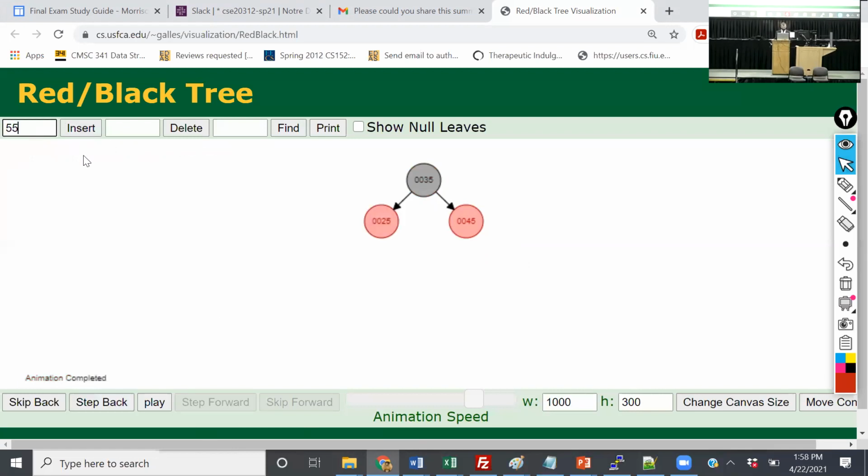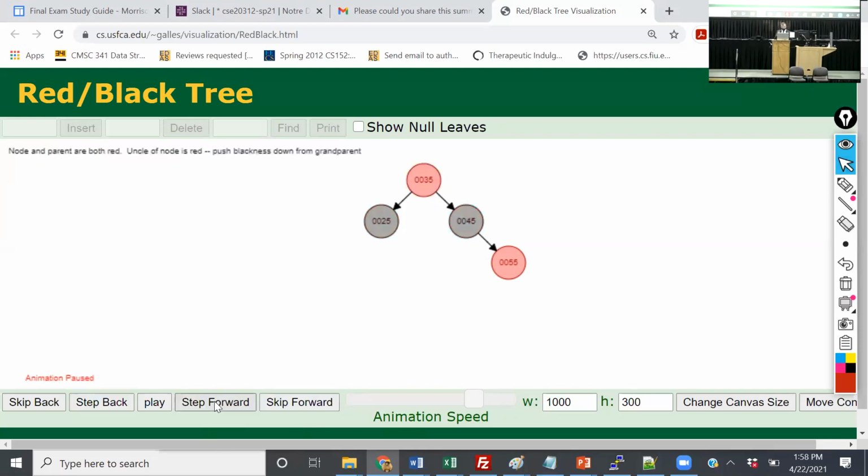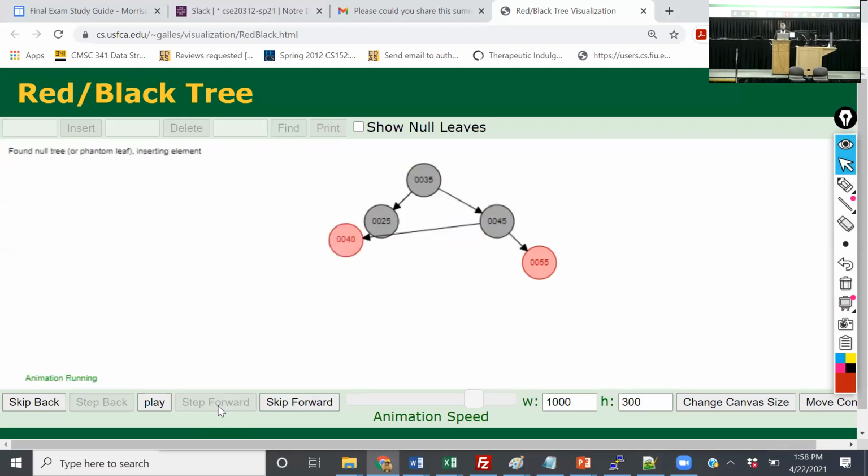Now I'm going to insert 55. 55 is going to become the right child of 45. We have 25 and 45, its parent and uncle are red. We're going to recolor 25, 45, and 35. And then sticking with the rule, we're going to go back all the way up to the root, recolor, and now the root becomes black. So now I'm going to insert 40. So 40 is going to become the new left child of 45.